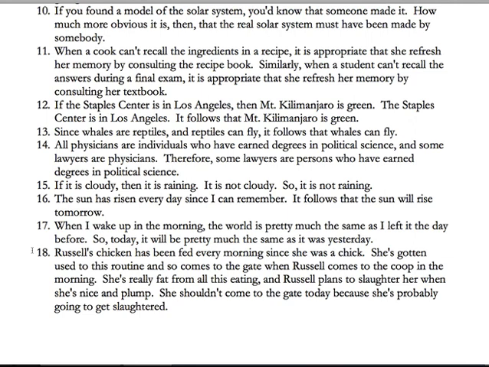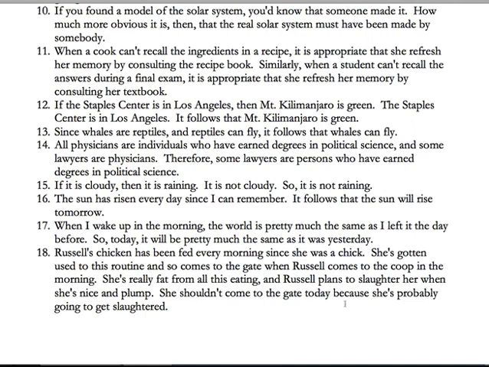Russell's chicken has been fed every morning since she was a chick. She's gotten used to this routine and so comes to the gate when Russell comes to the coop in the morning. She's really fat from all this eating, and Russell plans to slaughter her when she's nice and plump. She shouldn't come to the gate today because she's probably going to get slaughtered.